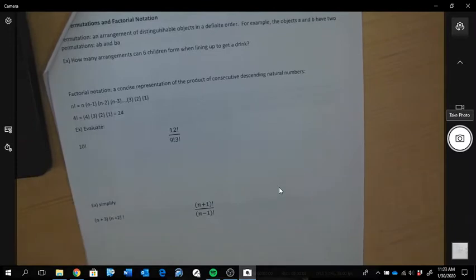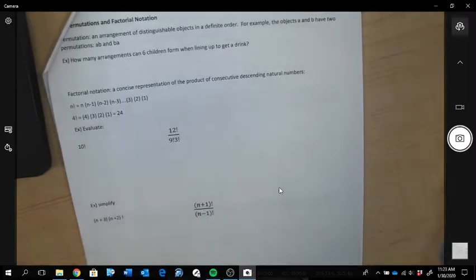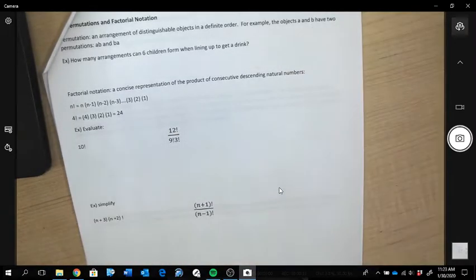5.2 is permutations and factorial notation. Okay, so let's talk about a permutation. It's an arrangement of distinguishable objects in a definite order. For example, the objects A and B have two permutations. You could go AB or BA.